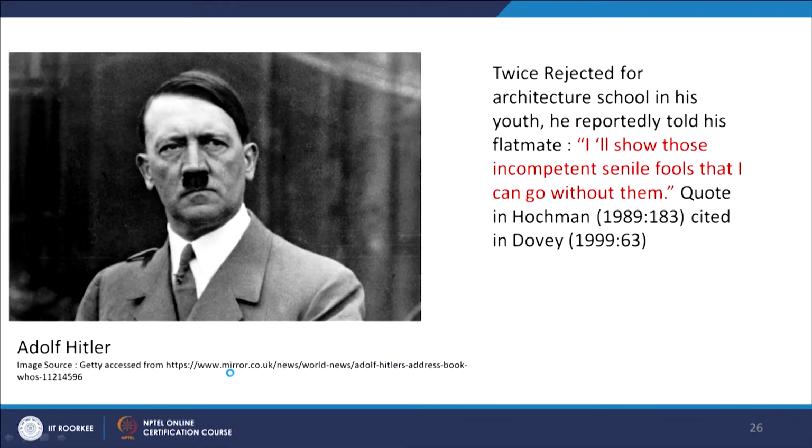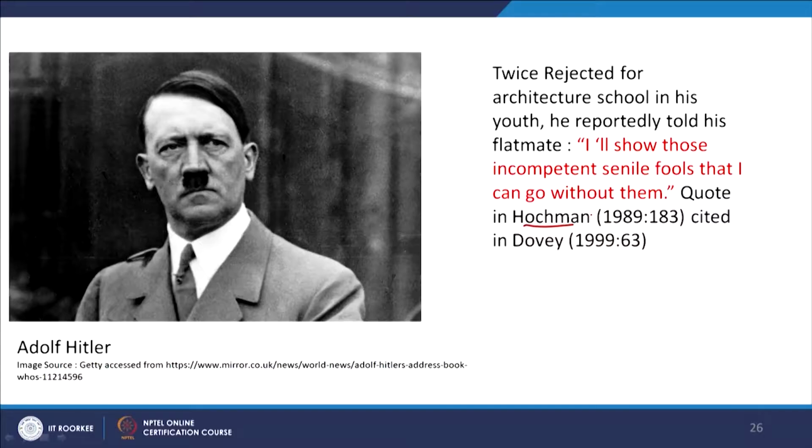Now, I would like to bring in, when we talk about space syntax and about power and how it's mediated within the built form, one of the famous personalities we should talk about: Adolf Hitler. How many of you know that in fact Hitler was twice rejected for architectural school.